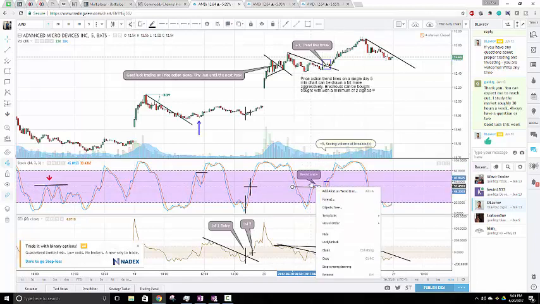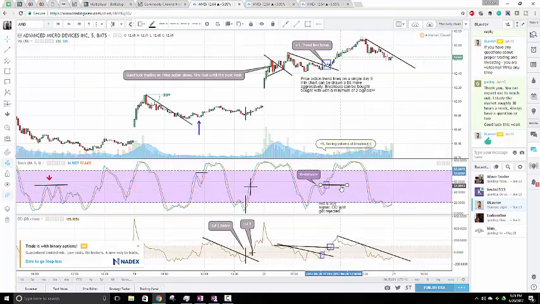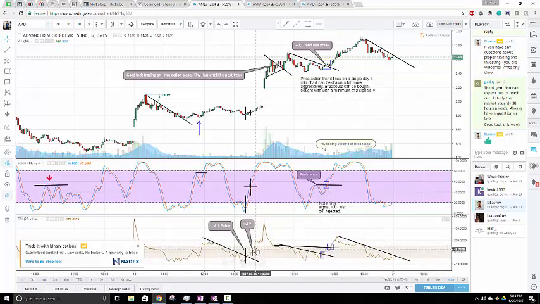We failed to break out here, so what am I going to do? I'm going to draw a resistance line. Once I cross back above it, that's a buy signal. The volume's a buy signal. And what do we know with the CCI? Well, look at this. We're starting to break above this 100 level here. So that's a buy signal. I always say when we're breaking above on the CCI at any 100 level, that's a buy signal.